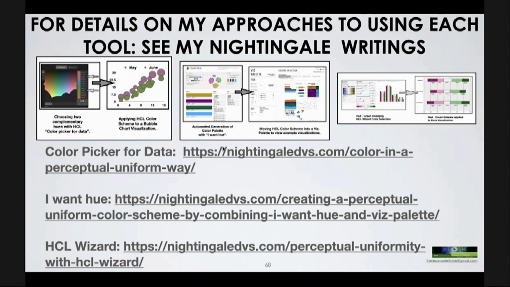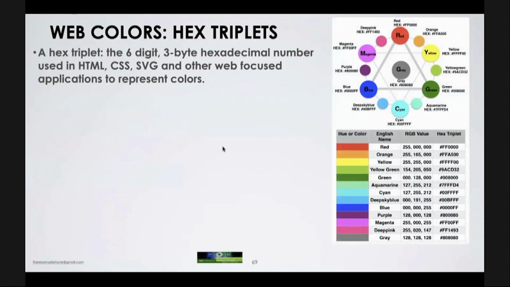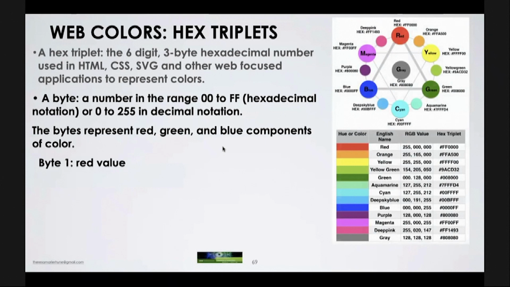If you happen to know a little bit more about color in the web specifications, you will know that they use a tool called HSL, hue, saturation and lightness. That's another color model. Hue, saturation, and lightness is a way of representing color.